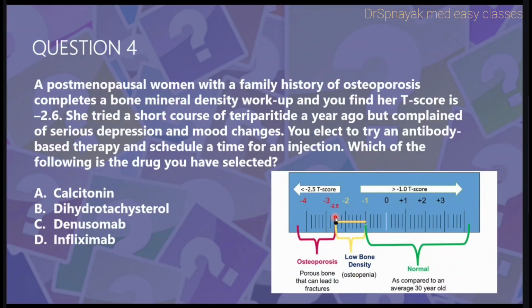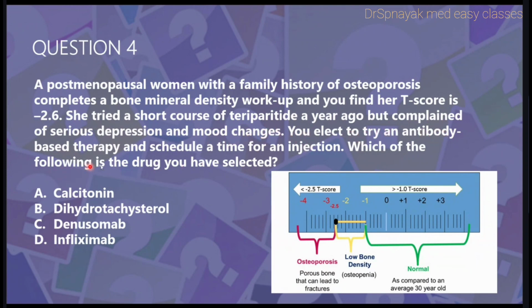If a patient has a T-score less than -2.5, he or she could be considered to have osteoporosis, or porous bone, which can lead to fractures. So the patient mentioned here has a score of -2.6, which is less than -2.5. So we can consider it as osteoporosis. She tried a short course of teriparatide a year ago, but complained of serious depression and mood changes. Teriparatide is a parathyroid hormone analog, or a synthetic form of the parathyroid hormone. Depression and mood changes are its side effects.